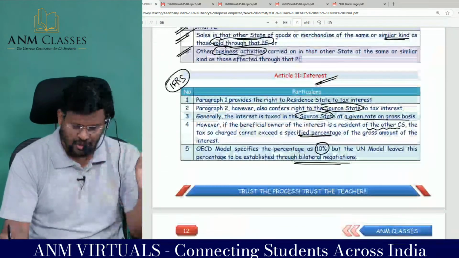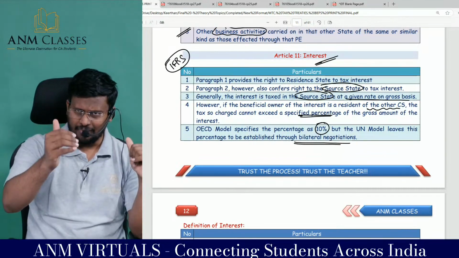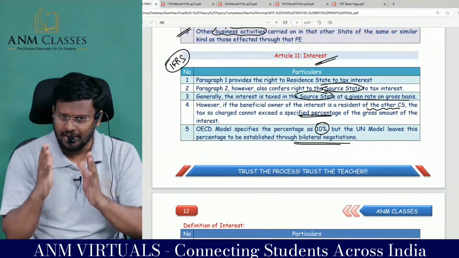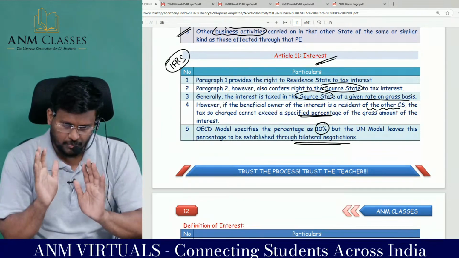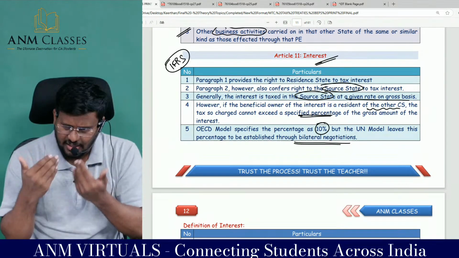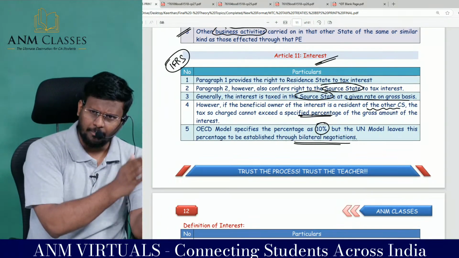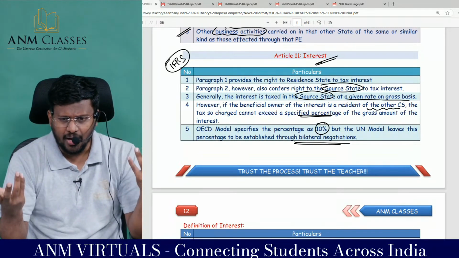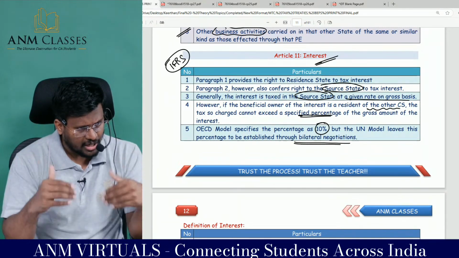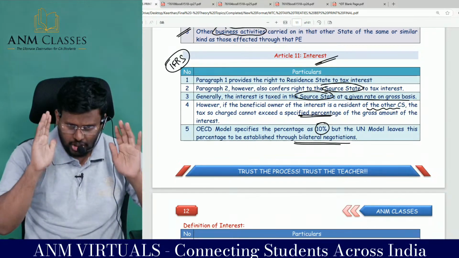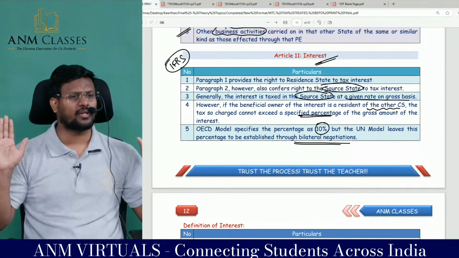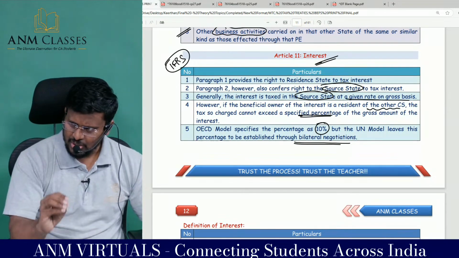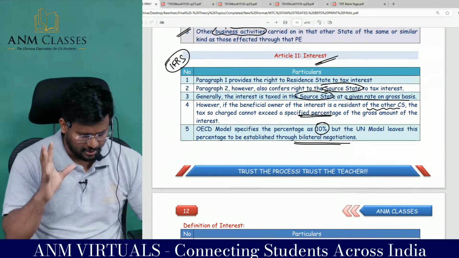So what are the takeaways of Article 11? Sir, Article 11 has a lot of paragraphs. Para 1 is saying that the resident state has the right to tax the interest. If you don't want the resident state to tax the interest, para 2 is saying that no problem. So there is a confusion, sir. Para 1 and para 2 themselves are creating confusion. That's why the next para is saying that generally the source state has the right to tax the interest. So that's what we have to take.